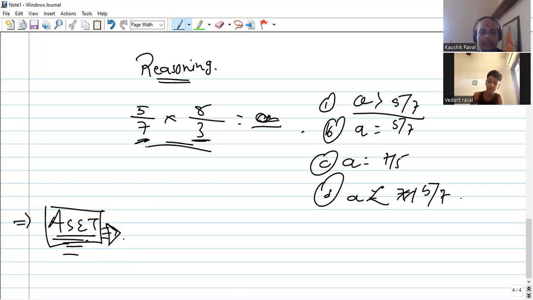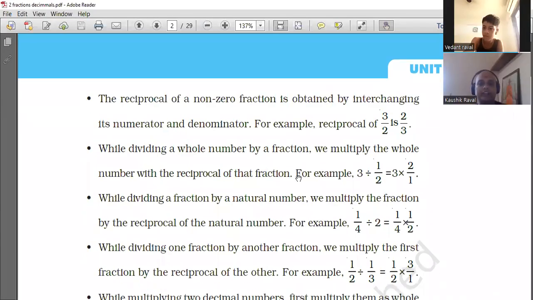Okay, so going back to the textbook. While dividing a whole number by a fraction, division of fractions. Yes, good question, go ahead.